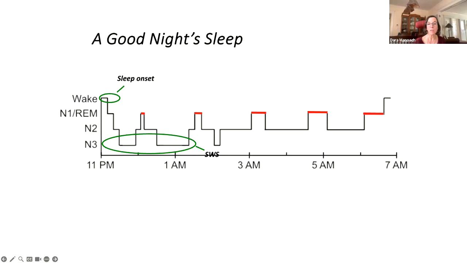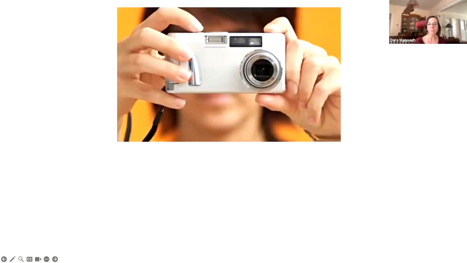And in the wee hours of the morning, sleep becomes lighter and we spend more time in REM sleep, which is characterized by dreaming, and also N2, stage 2 sleep, which is characterized by a specific brain rhythm called sleep spindles, which will be the focus of my talk.